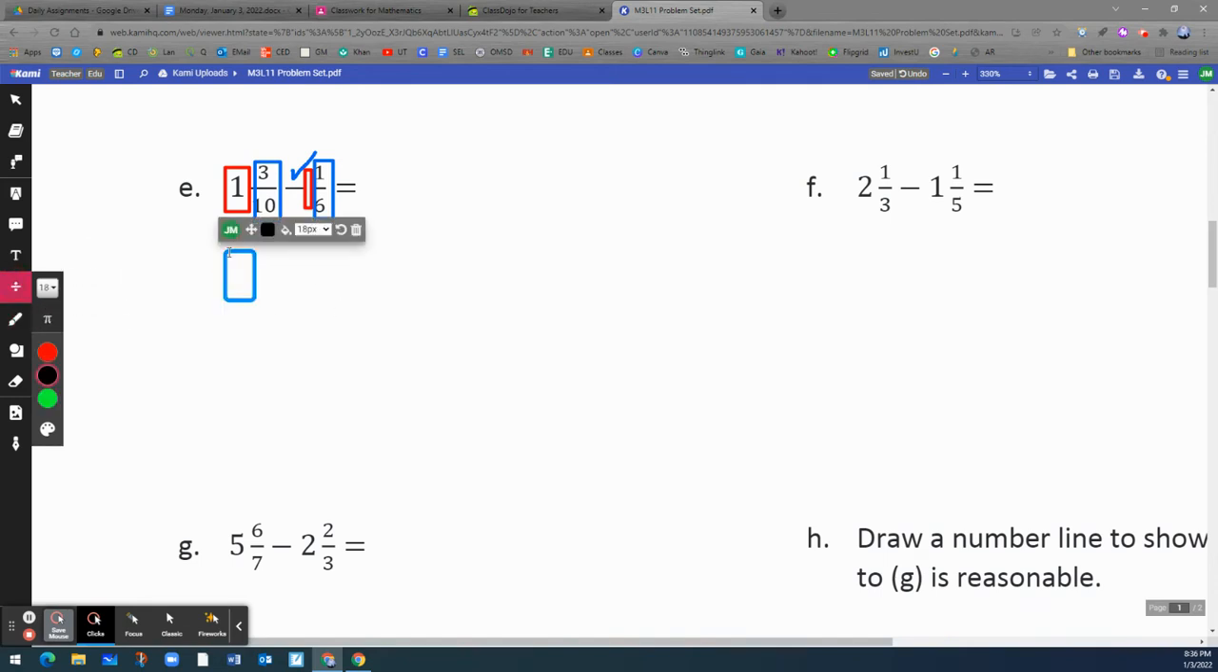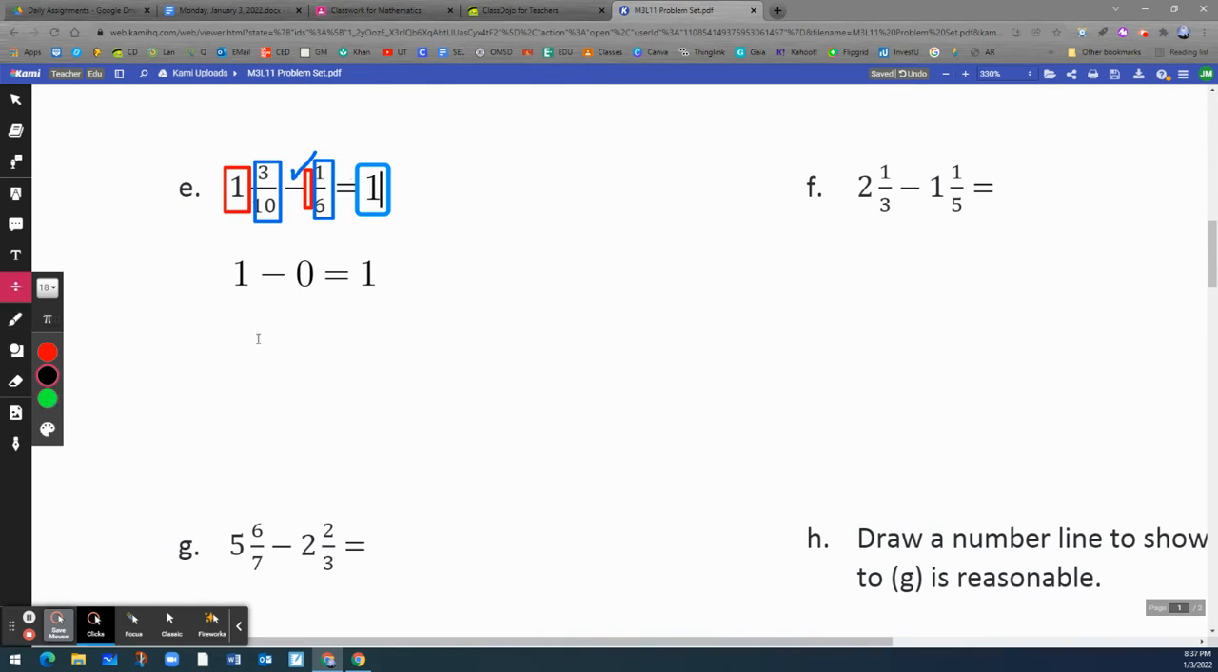So the first thing is the whole numbers. It's going to be 1 minus 0, and the answer should be 1. So there you go. We have the first part of the problem solved. So that should be a 1. Now we have finished with the whole numbers. Now we're going to look at the fractions. The fractions are in blue.